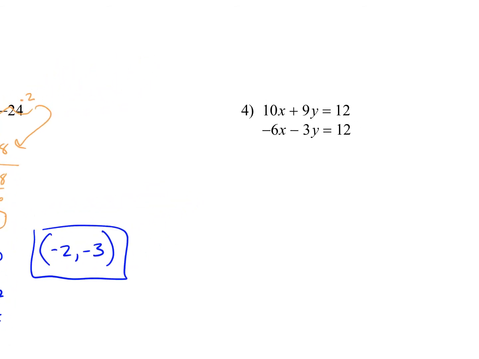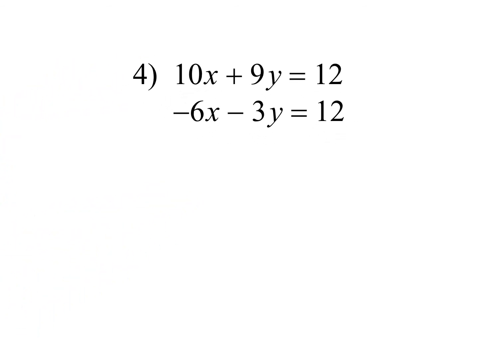Okay, let's look at number 4. Do you want to solve with substitution or elimination? Elimination. Will one of our variables eliminate right away? No. So what do I have to do to get them to eliminate? Times which one by 3? The bottom. So times 3, times 3, times 3. What's negative 6x times 3? Negative 18x. What's negative 3y times 3? Negative 9y. And 12 times 3?